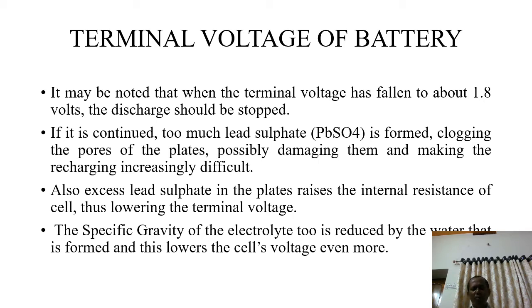So how is PbSO4 formed? Pb, when we place the two electrodes in a container which is having H2SO4 acid plus distilled water, that is H2O, we observe the chemical reactions in charging mode and discharging mode. In the discharging mode, the lead sulfate is formed.